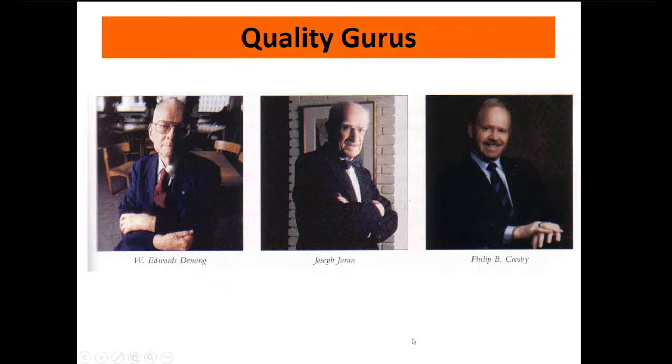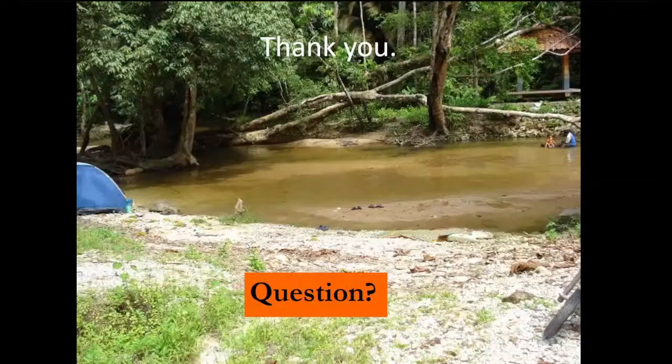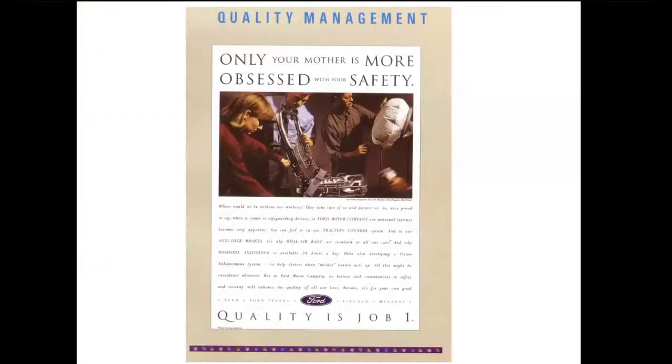So all these pictures of quality gurus, Edward Deming, Juran, Philip Crosby, and so on. This is an advertisement on quality: only your mother is more obsessed with your safety. A mother is always ensuring kids wear seatbelts before they move, and so on. So they use it as: quality is job number 1. Okay. All right.